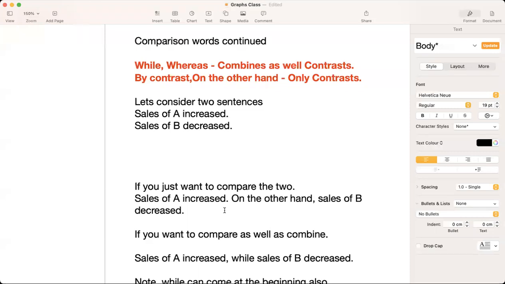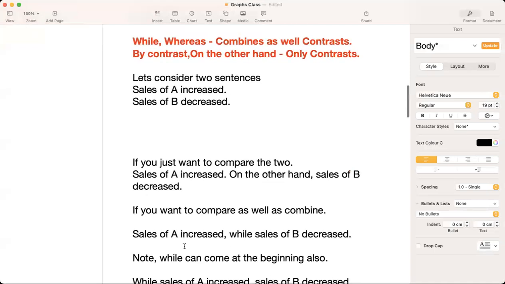So you'll say, by contrast, sales of B decreased. Or on the other hand, sales of B decreased. So you are making a comparison, but you're not joining the sentences. While does the same thing, but it also joins the sentences. Look here, sales of A increased. Here, there's no full stop because it's joining the sentences as well. There's a comma here. While sales of B decreased. That's the difference between on the other hand, by contrast, and while and whereas.